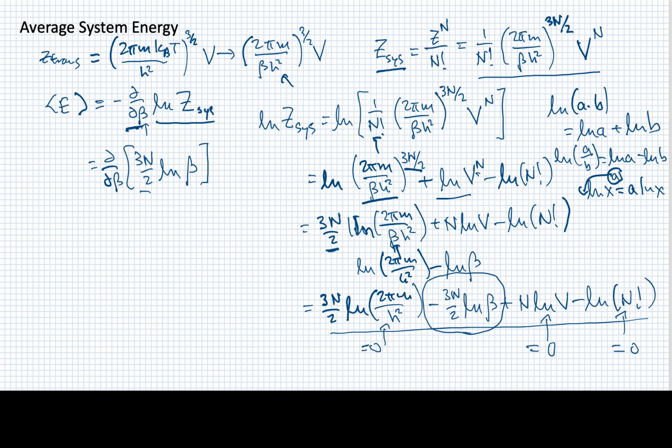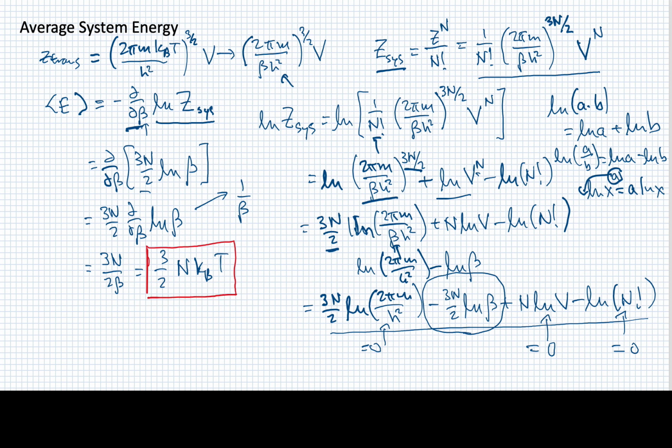Okay, we've just made our problem a whole lot simpler. This doesn't depend on beta, so I can bring it outside the derivative, and I'll end up with 3N over 2, the derivative with respect to beta of log of beta, and that derivative is just 1 over beta. So I'll end up with the result 3N over 2 beta, or 3/2 N kBT. And I hope you recognize this result. It's one that we got early on in the very first lesson when we talked about the ideal gas and the average kinetic energy. That's exactly what this is. It's the average kinetic energy for a gas in a box.